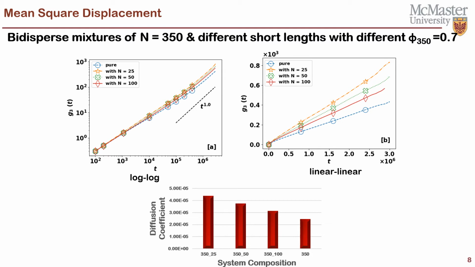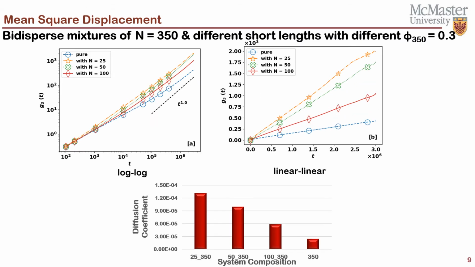We further quantify this by calculating the diffusion coefficient, which further confirms that the displacement is higher in the mixture with the shorter chains and slowest in a monodisperse sample by comparison. We similarly looked at the dynamics of the longest chain, n equals 350, as the majority chains mixed with the shorter chains, and we also observed similar results.